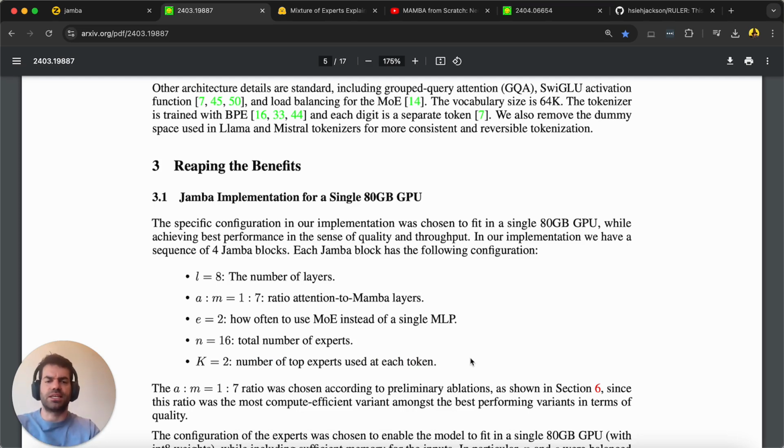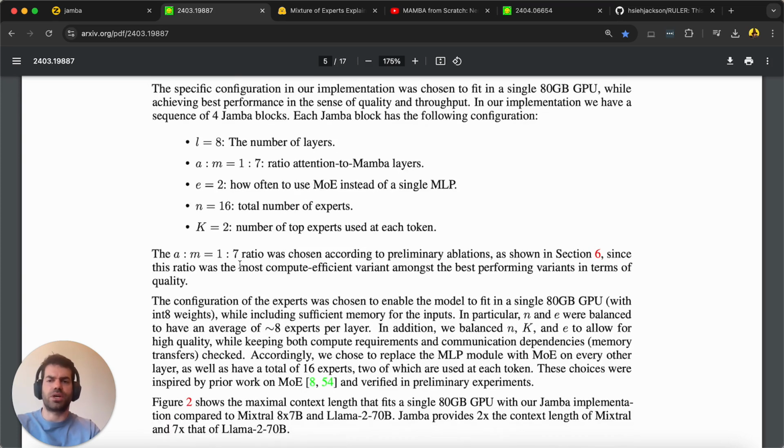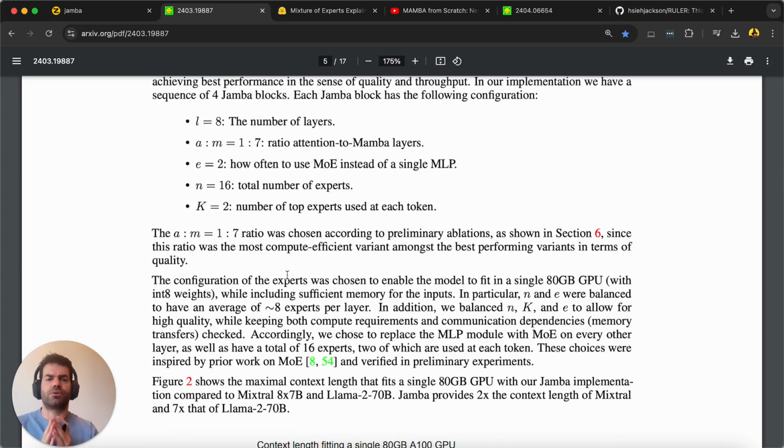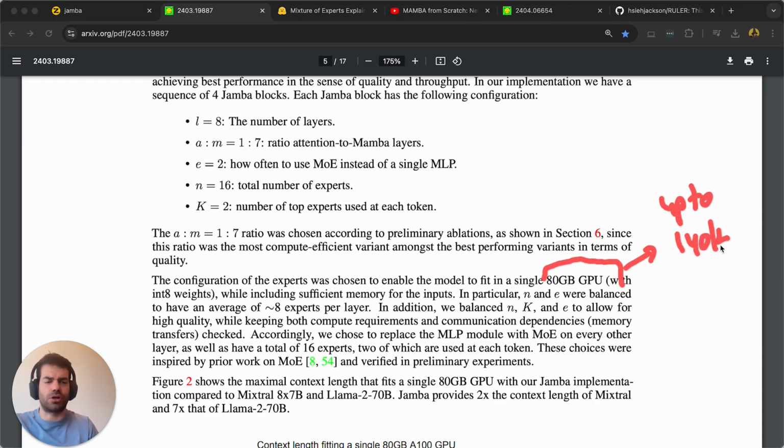For the ablations, they found that it really works better. Again, this ratio was chosen according to the ablations. And again, the configuration here was for the model to fit on an 80 gigabyte GPU with int8 weights. This is something that gives up to a 140K context window. So this is really amazing.